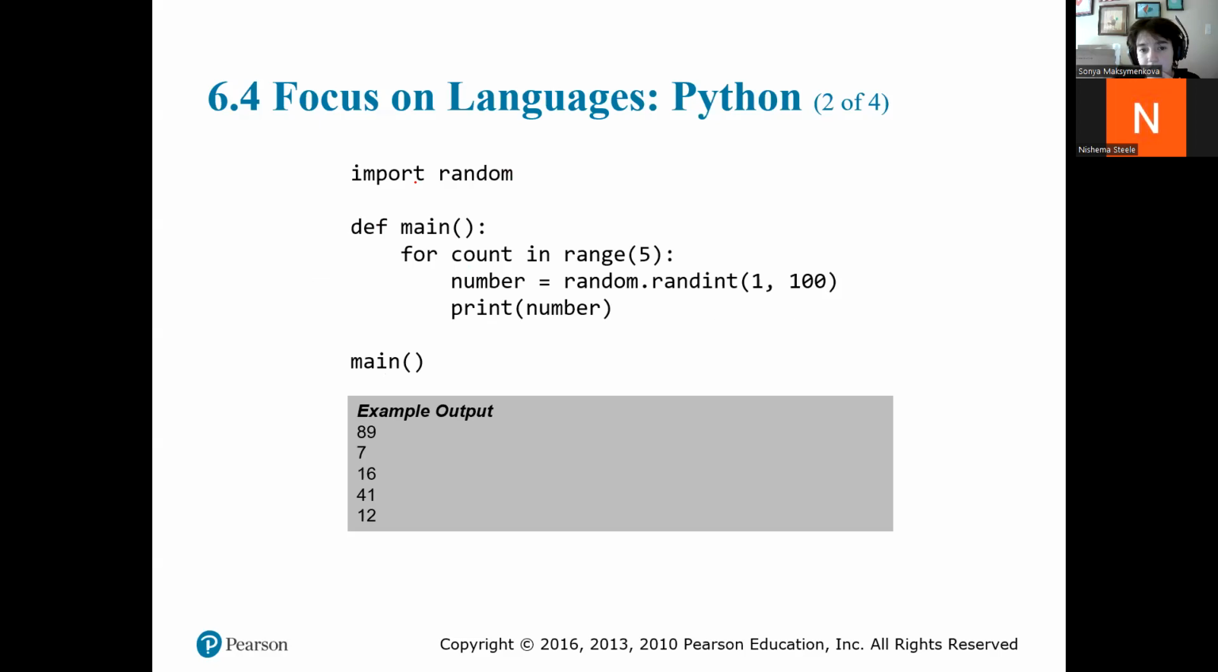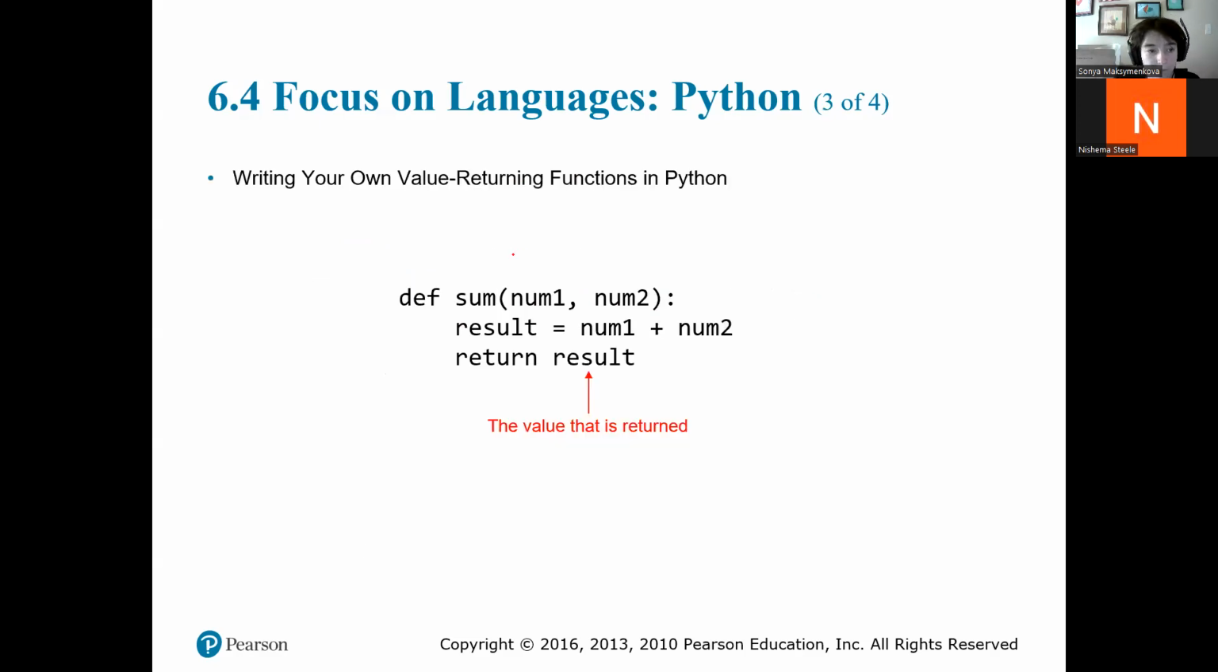Yeah, so this is just how they would use it in a method. As you can see, they're using a loop, for count in range of 5, number equals random number from 1 to 100, and then they just print that number. So all it's going to do is just print 5 random numbers for you.